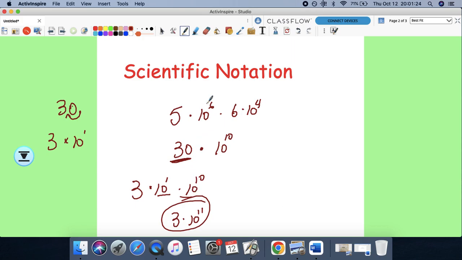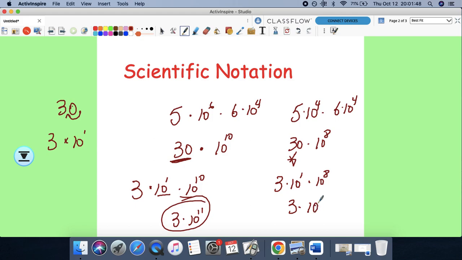What did I do wrong? Did I copy it wrong? Oh, okay, so I copied it wrong. It's 5 times 10 to the 4th times 6 times 10 to the 4th. So let me repeat everything. 5 and 6 is 30. 10 to the 4th and 10 to the 4th is 10 to the 8th. This we just showed becomes 3 times 10 to the 1st times 10 to the 8th, and then becomes 3 times 10 to the 9th. So the final answer is E.